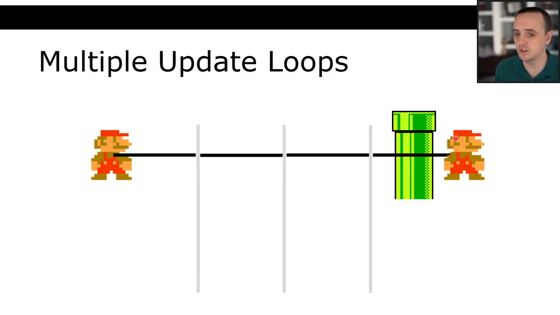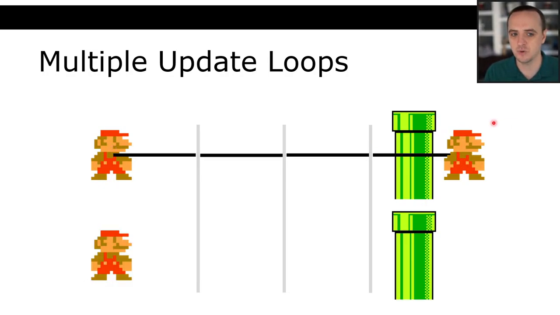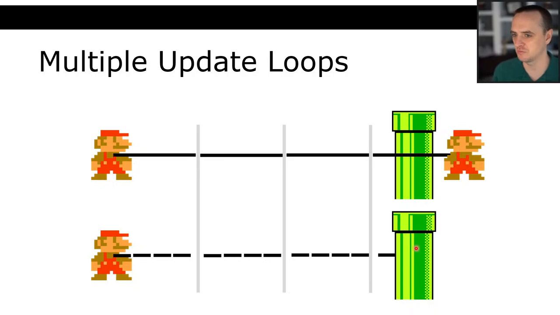I couldn't detect that collision because on one frame he was right here and on another frame he was right here. So instead of allowing Mario to move at 100 pixels per update, I'm going to make Mario move 25 pixels per update and just do 4 updates between each render. So now I've got update, update, update, update, render, update, update, update, update, render, again, and then, oh, now I'm detecting the collision properly.